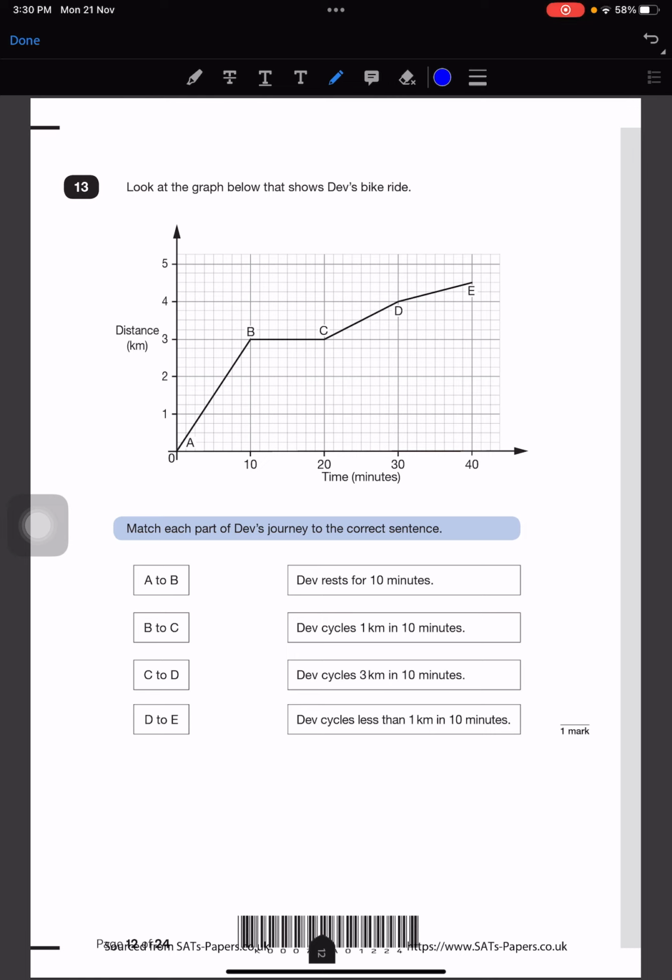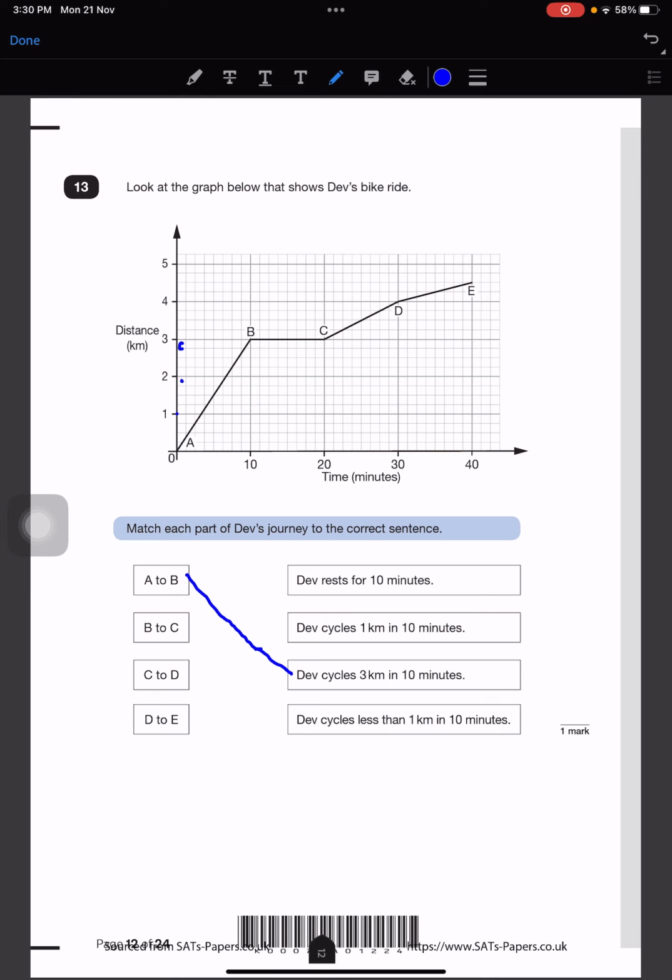Match each of Dev's journey to the correct sentence. Okay, so A to B, as you can see, he cycled 1, 2, 3 kilometers, sort of right here. So Dev cycled 3 kilometers in 10 minutes. That's the one we're gonna match it with right here. Done. Okay, wait, let me just drink some water real quick.